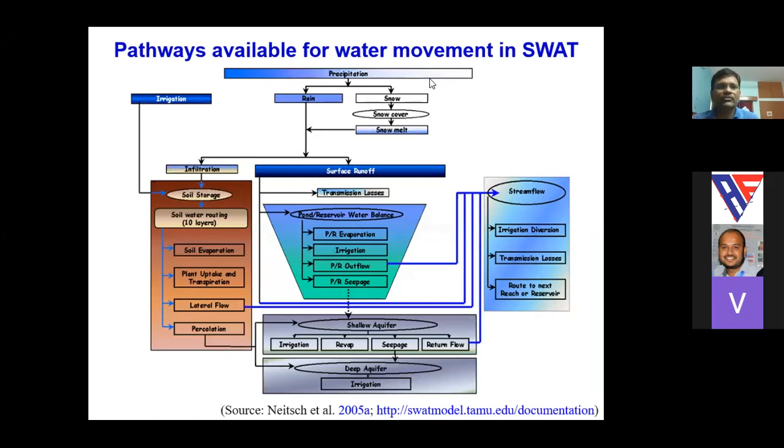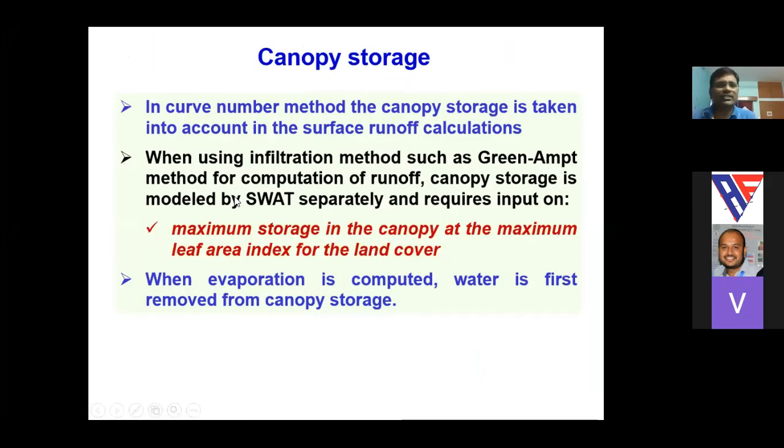Here you see the precipitation, which will be considered as rain or snow. Then there is infiltration, then if there is any irrigation given to the crops, and then it will consider the surface runoff, stream flow, irrigation diversion, transmission losses, and so on. These are the different components which will be considered in the SWAT model. I'm not going into detail.